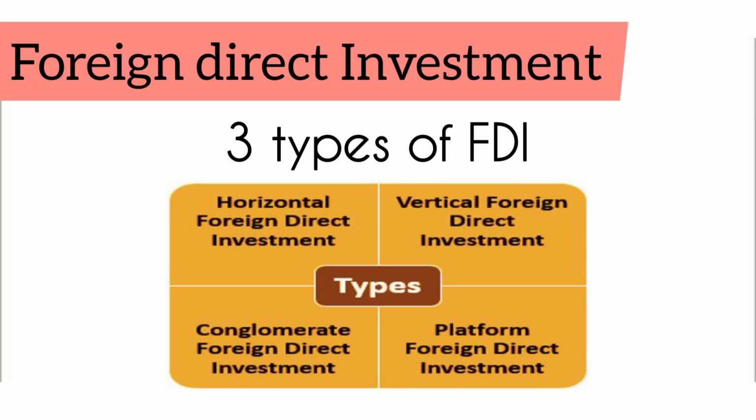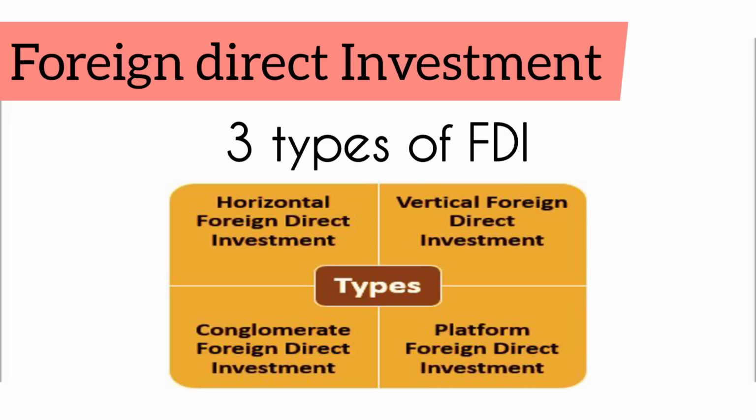What is vertical investment? You move either up or down in the value chain. For example, your company is making bread, and you invest in a company which has a business of flour or maida, or whatever you may call it, which is used in the making of bread. So that company is in the raw material business, whereas yours is finished goods. If you move up or down in the value chain like that, it will be known as a vertical investment.